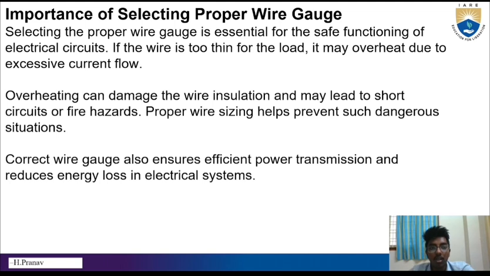So, what is important in selecting the proper wire gauge? We'll see. Selecting the proper wire gauge is essential for the safe functioning of electrical circuits. If the wire is too thin for the load, it may overheat due to excessive current flow. Overheating can damage the wire insulation and may lead to short circuits or fire hazards. Proper wire sizing helps to prevent such dangerous situations. Correct wire gauge also ensures efficient power transmission and reduces energy loss in systems.